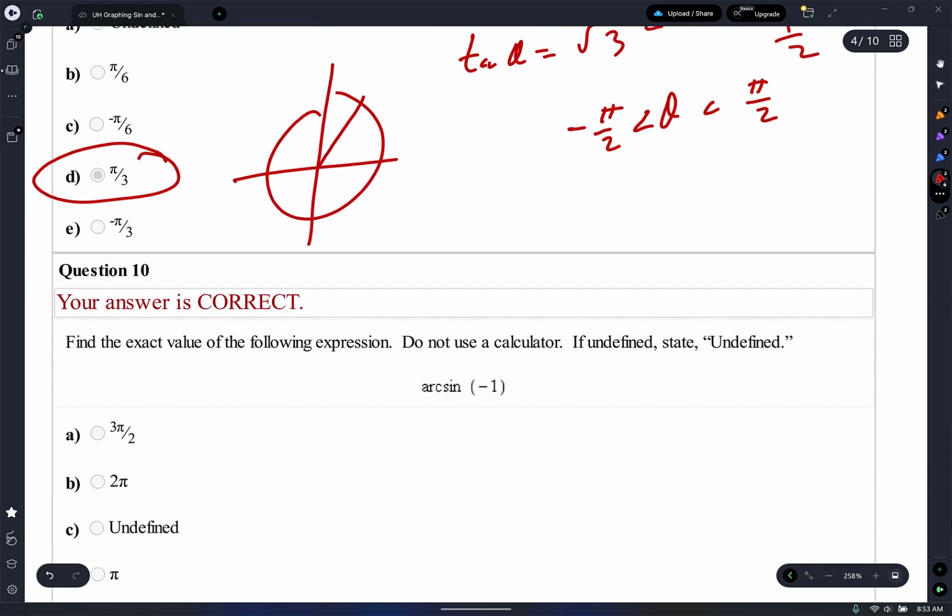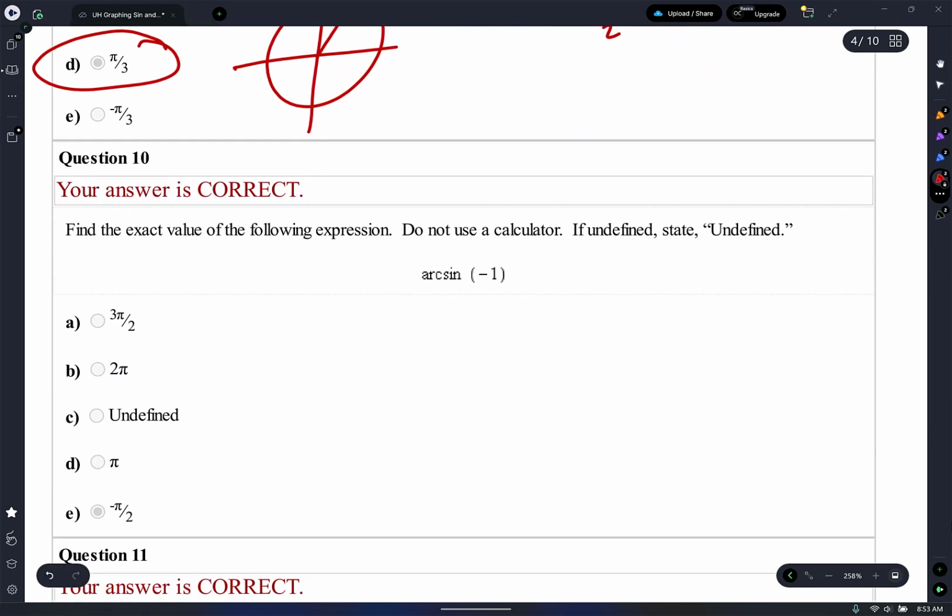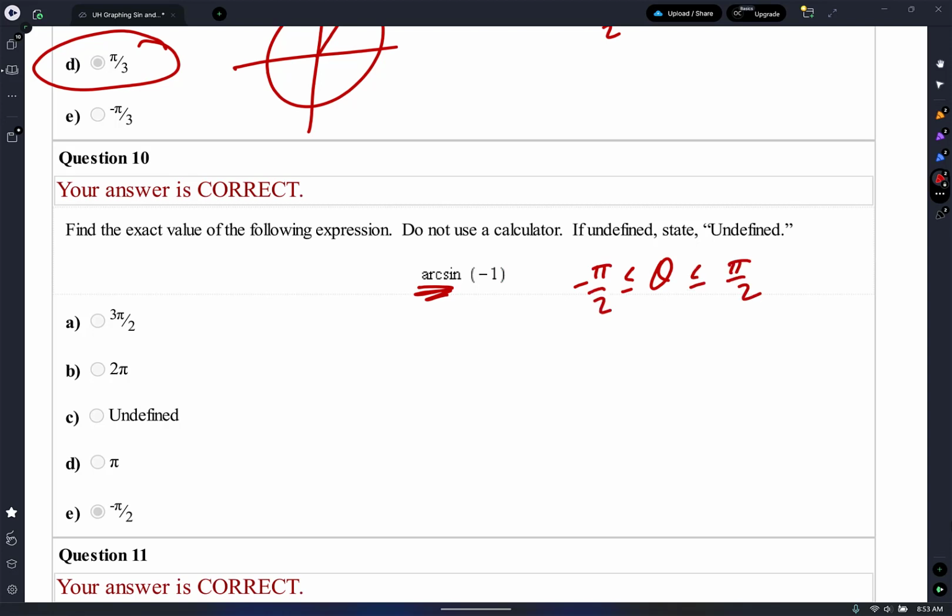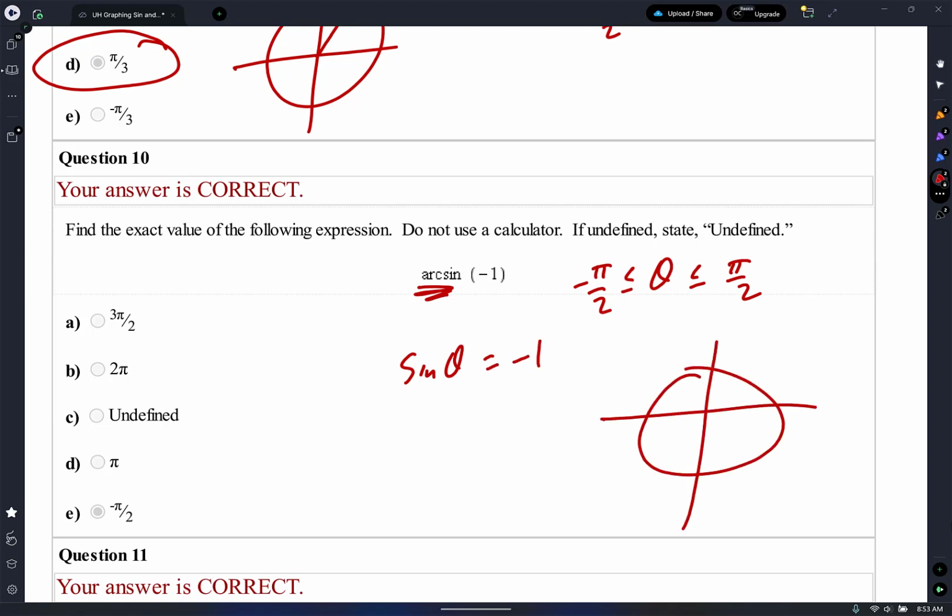All right, here we go. Look, here's arc sine again. So remember, what did we say about arc sine? We're looking between negative pi over 2 and pi over 2. So sine of some angle equals negative 1. On the unit circle, let's see, did they try? Yeah, they did. See, this is why it's good that you wrote that. On the unit circle, what happens there?